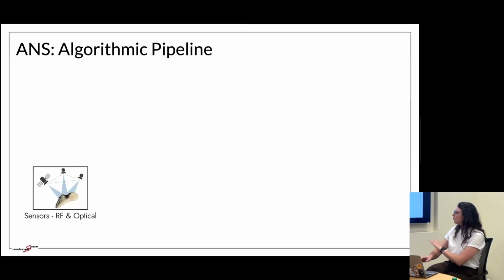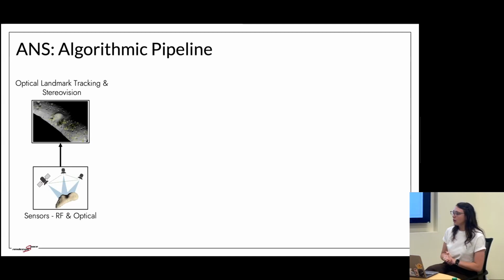Okay, so there is an overview of the pipeline here, and this starts generally with sensors. In this case, we have an RF link and optical tracking where we're getting images of whatever our target is. And then those go into optical landmark tracking and stereo vision.